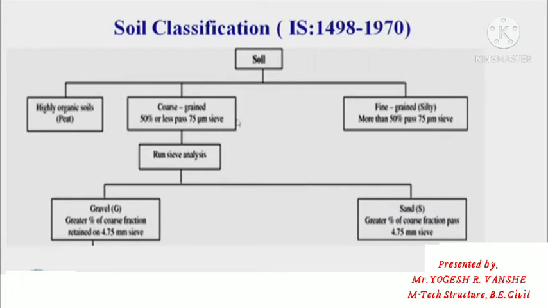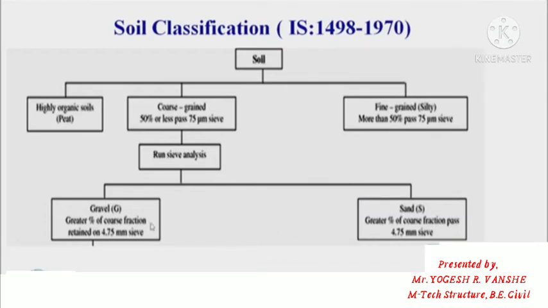Now let us concentrate on the coarse grained soil. In the coarse grained soil again we have two types: one is called gravel and another is sand. We can make this distinction based on the sieve analysis, looking at the percentage of material retained on the 4.75 mm sieve. If the percentage of coarse fraction retained on the 4.75 mm sieve is greater than 50%, it is called gravel, and if it is less than 50%, it is called sand.